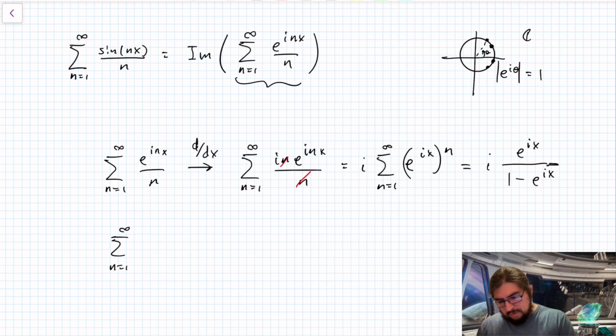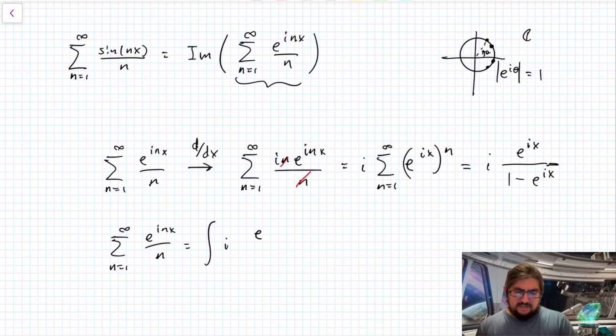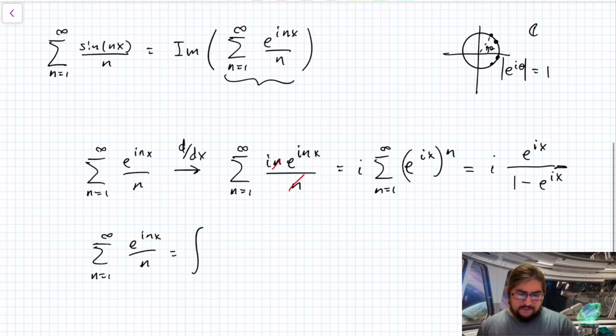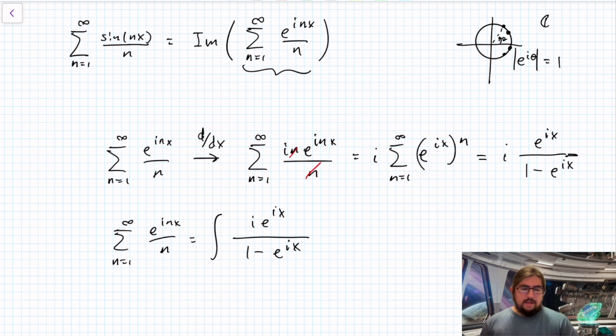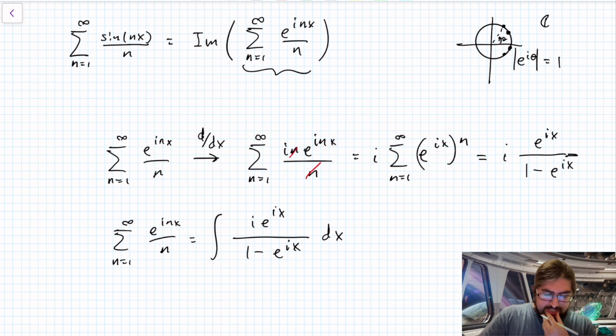So that means this sum from n equals 1 to infinity of e to the i n x over n must be the integral of this. In fact, let me bring that i front. Okay. I think so far so good. Is there any issue? Let me take a look at this.